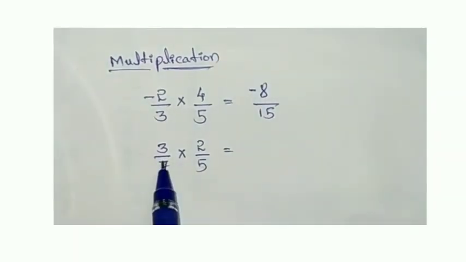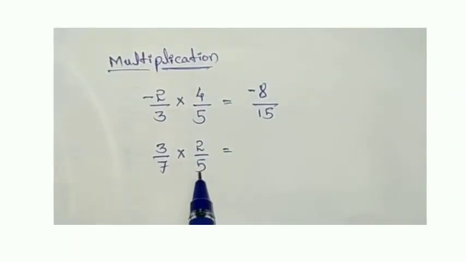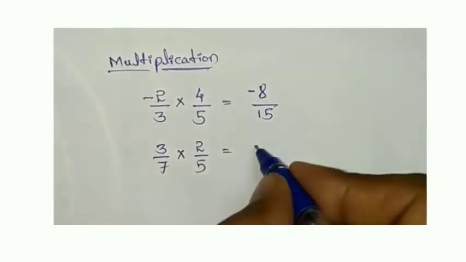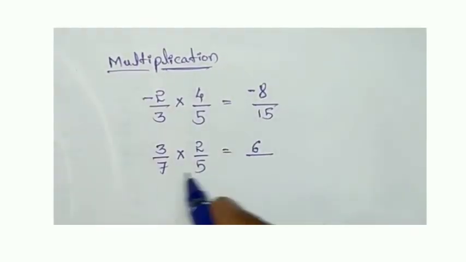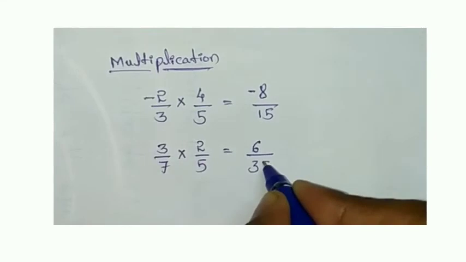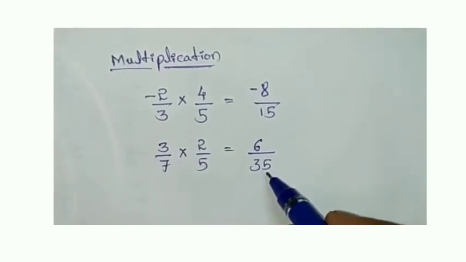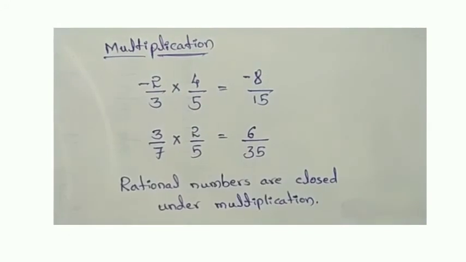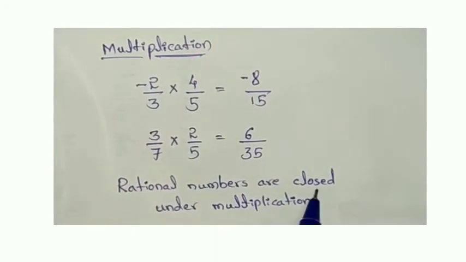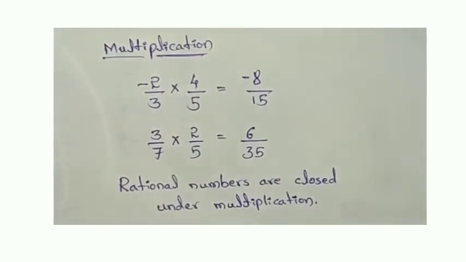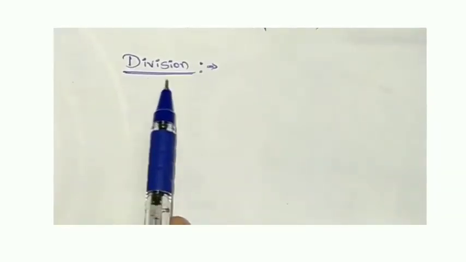Again, here is another example, 3 by 7 into 2 by 5. 3 2s are 6 and 7 5s are 35. So 6 by 35, which is a rational number. So that's why you can say rational numbers are closed under multiplication. Now applying the closure property for division.